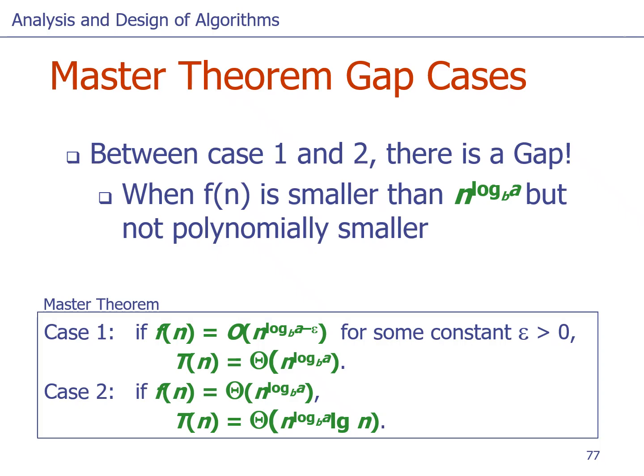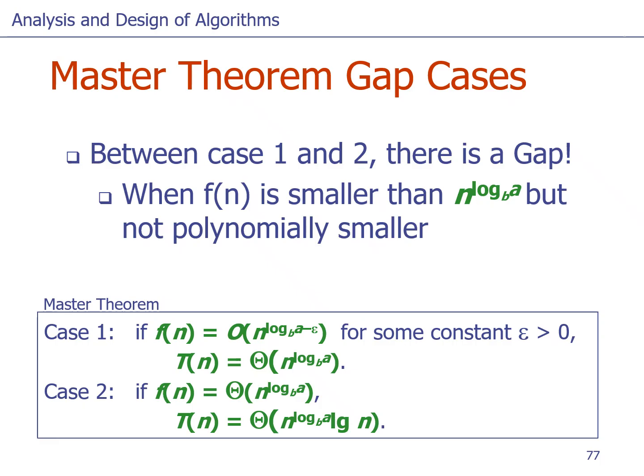Now let's talk a little bit about this notion of gap cases, which I mentioned in the formal definition of the master theorem, but didn't elaborate much on. Between every two cases, between case 1 and case 2, there is what we call a gap. And between case 2 and case 3, there is also a gap. Now, what is this notion of a gap? It's a situation where neither case 1 nor case 2 applies.